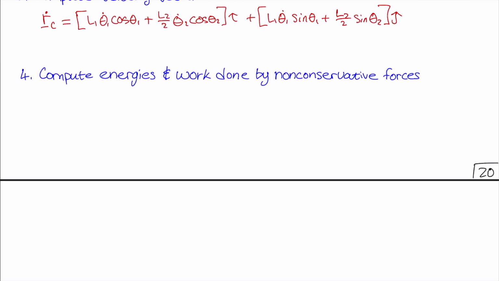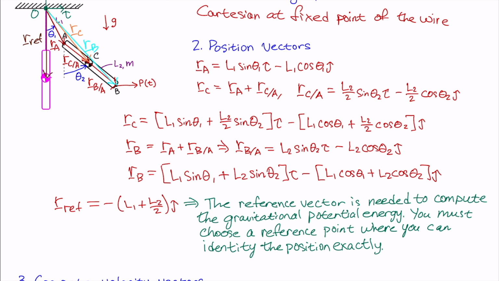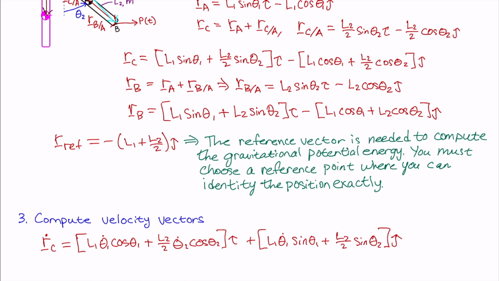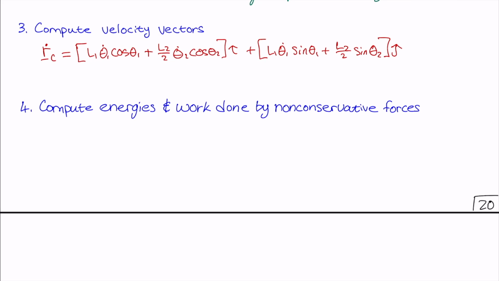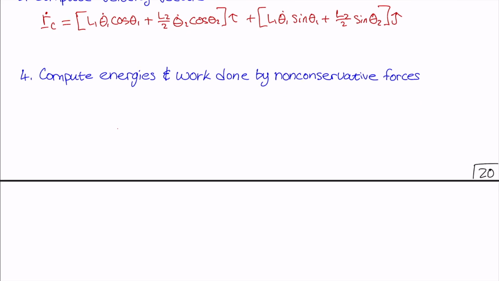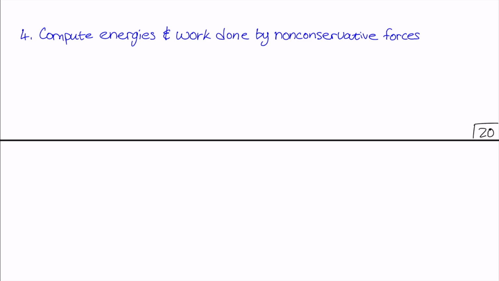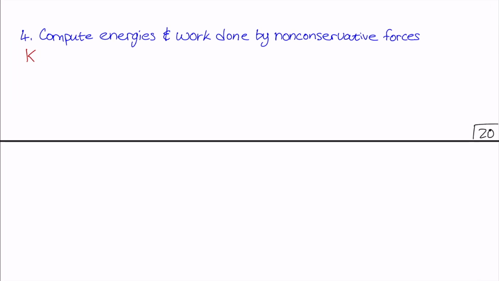We're now ready to start computing the energies and the work done by the non-conservative forces. In this case, there's only one non-conservative force, that's the applied external force P of t, the one right here that I've just circled. That is our only external or non-conservative force. We'll start off with the kinetic energy. We'll write KE here just so we know which energy we're defining.